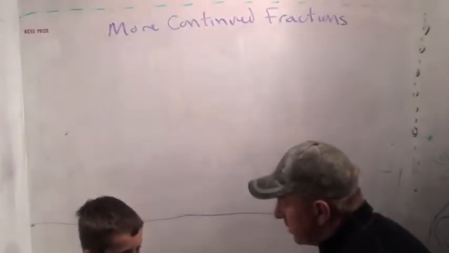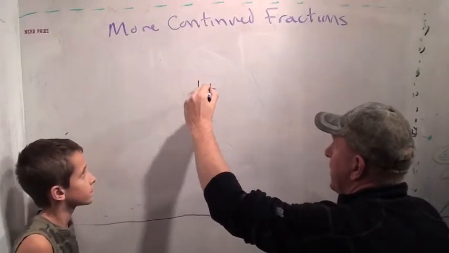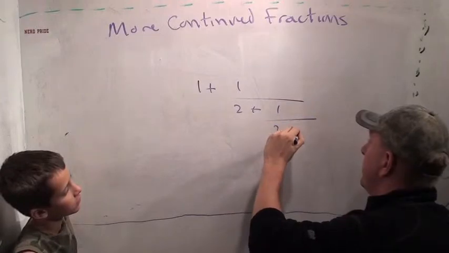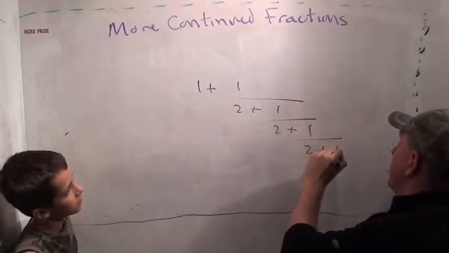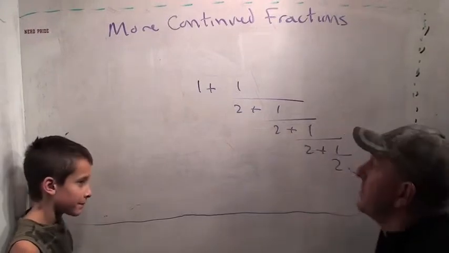Today we're going to look at some more continued fractions. So today we're going to look at this continued fraction: 1 plus 1 over 2 plus 1 over 2 plus 1 over 2 plus 1 over 2, dot dot dot, all the way down forever. All the way down to infinity.